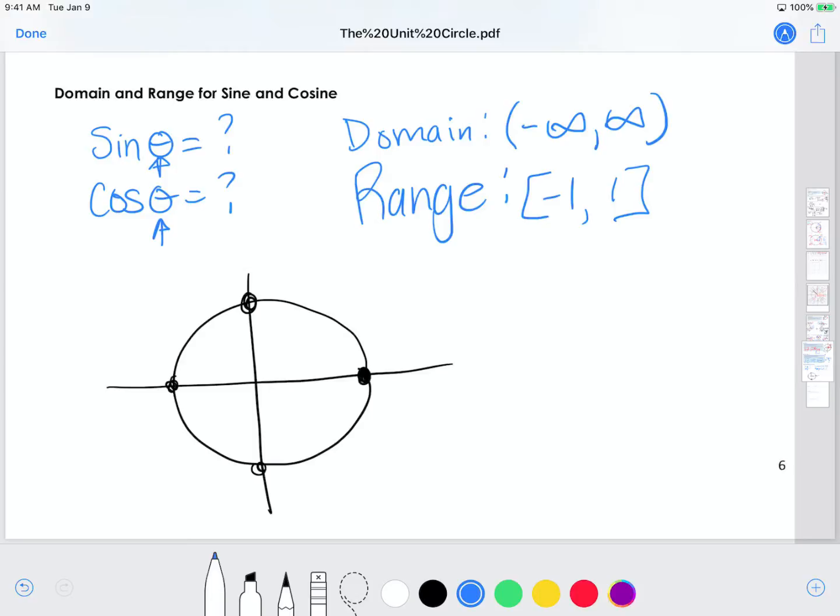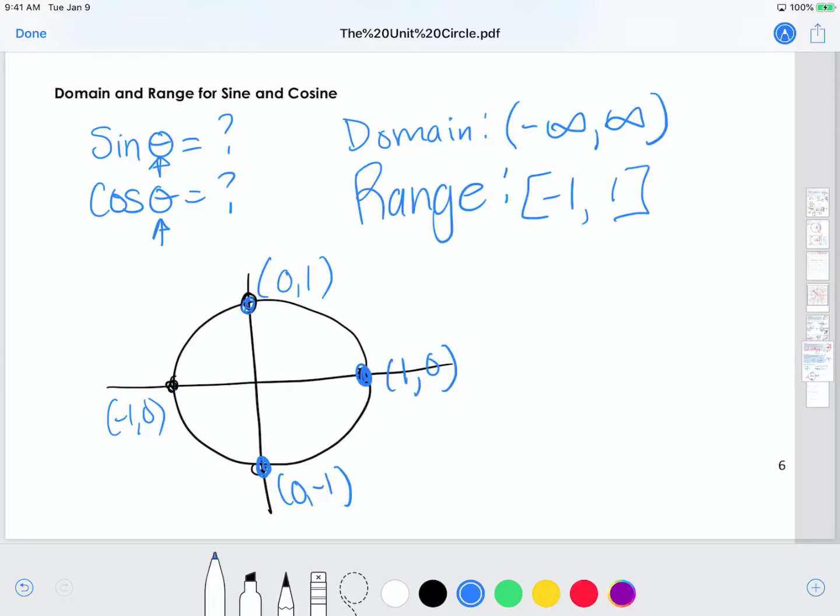So for example, this point right here is the point (1, 0). And this point right here is the point (0, 1). This point right here is the point (-1, 0). And this point right here is (0, -1). This is the smallest value you could get for y, and this is the biggest value you could get for y.